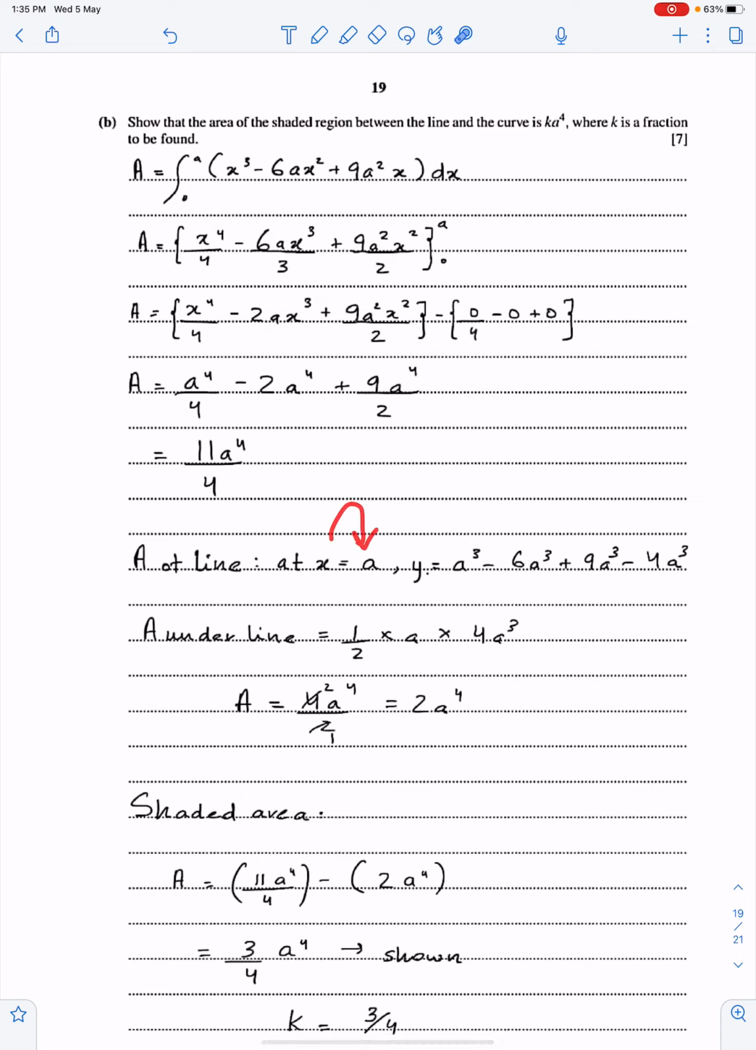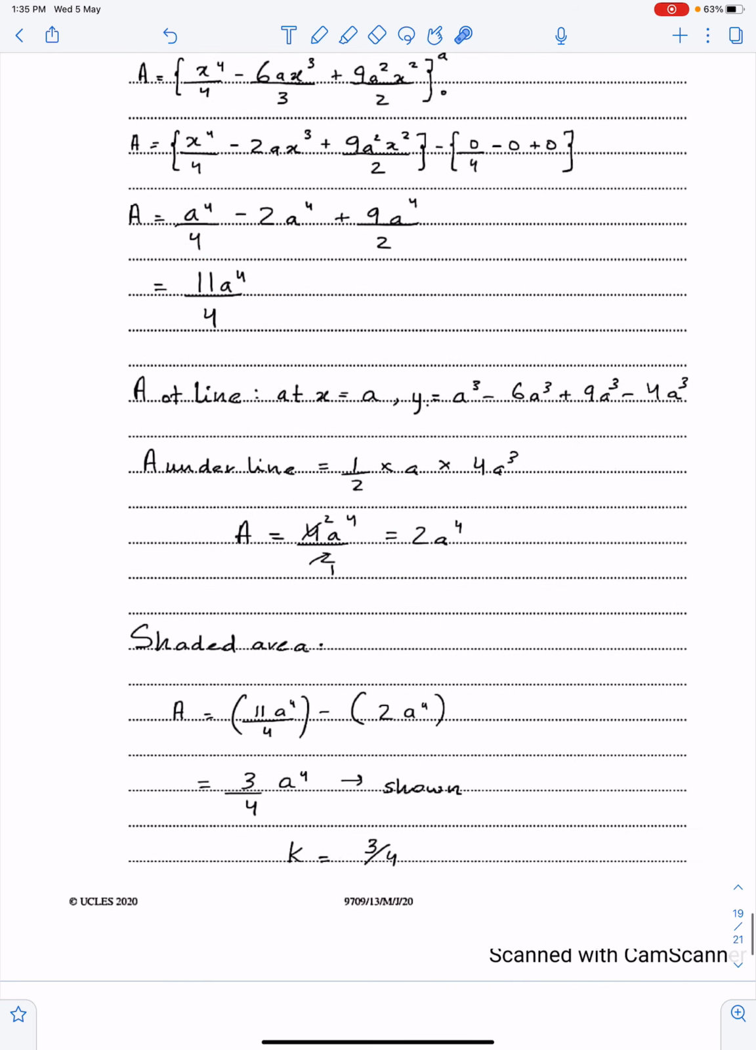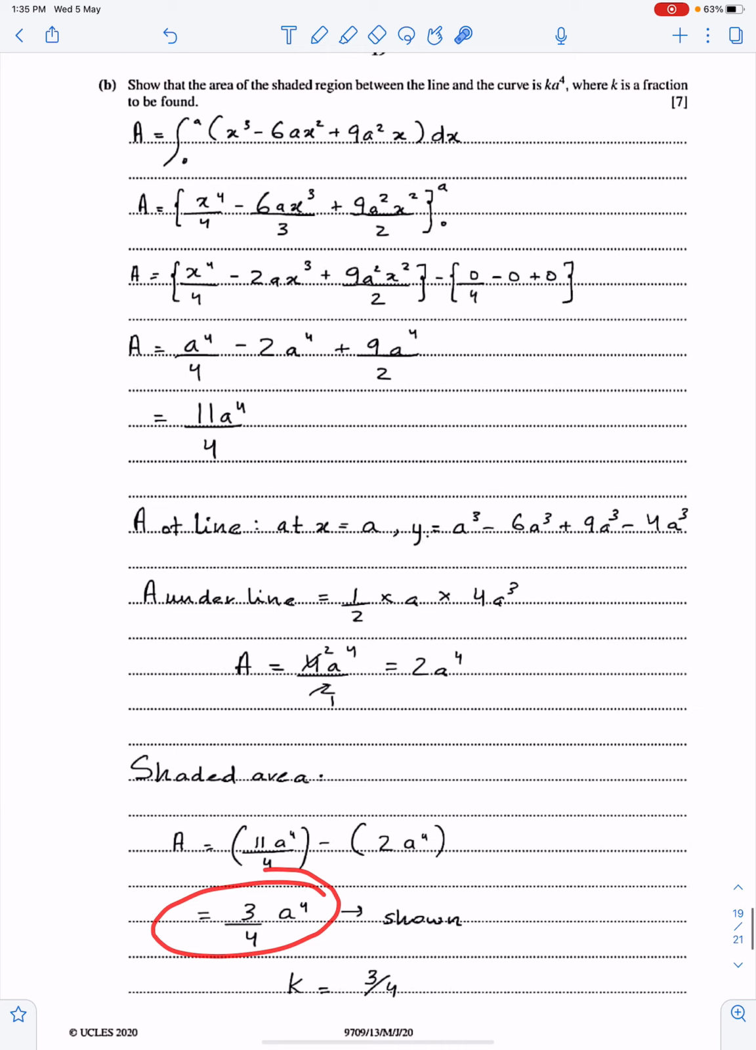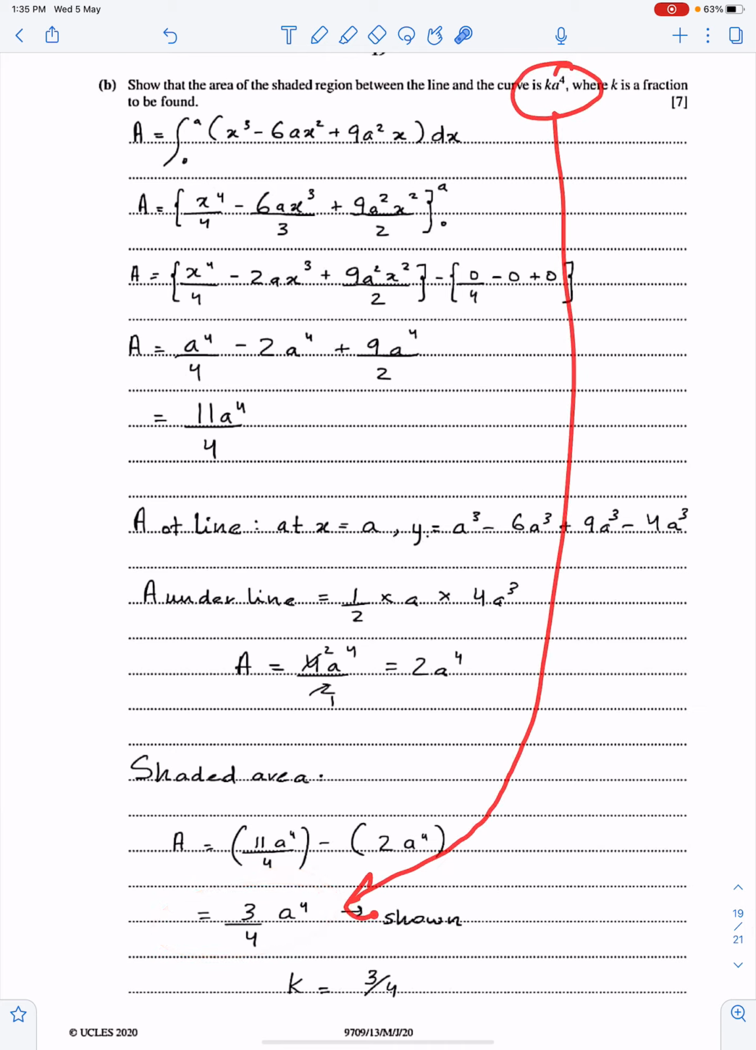And you can get the area of the triangle. At x equals A, this is the equation of y. When you simplify this, you will get the y coordinate. The y coordinate is 4A cube. So half base into height is the area of the triangle. Now you need to subtract this from this area to get the required area. This is the required area, and you need to compare it with this area. When you compare these two areas, you will see that K is 3 upon 4.